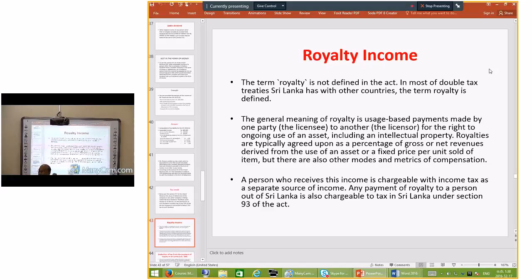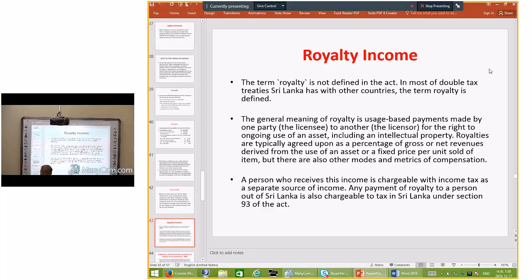So, according to the general meaning, royalty is a usage-based payment made by one party to another for the right to ongoing use of assets, including intellectual property. Royalties are typically agreed upon as a percentage of gross or net revenue derived from the use of an asset, or a fixed price per unit sold of an item. But there are also other models and metrics of compensation.